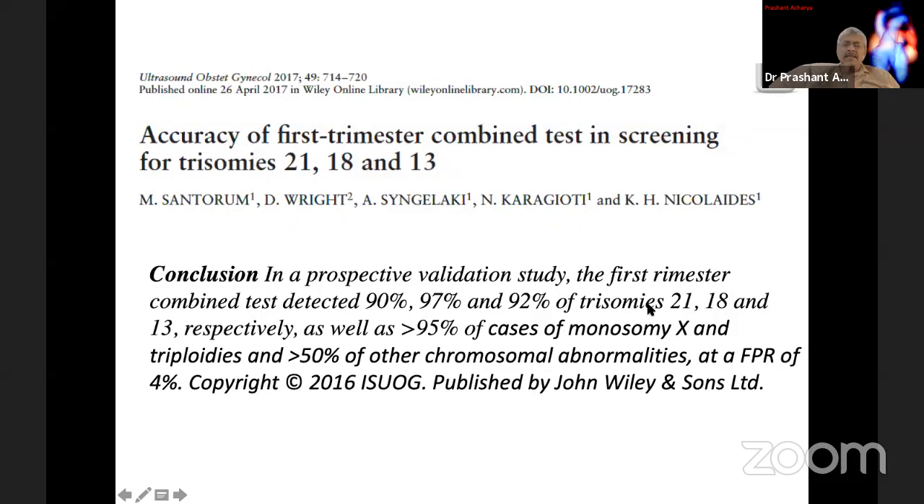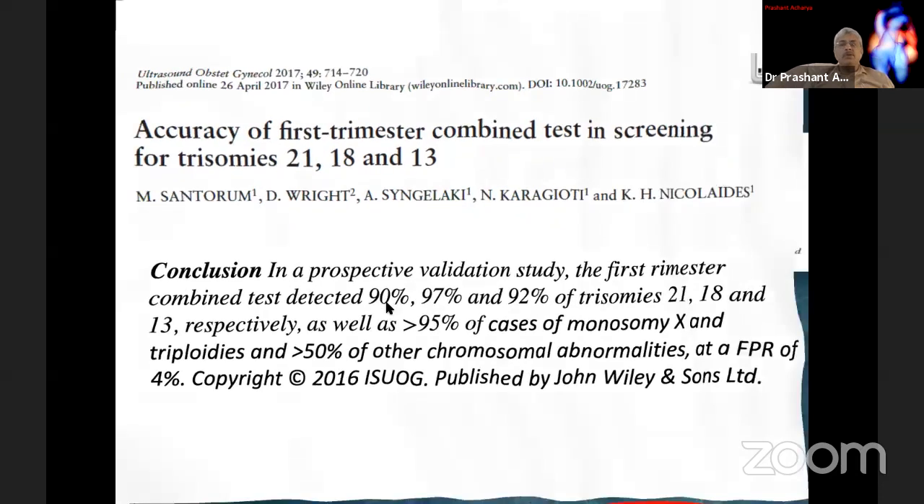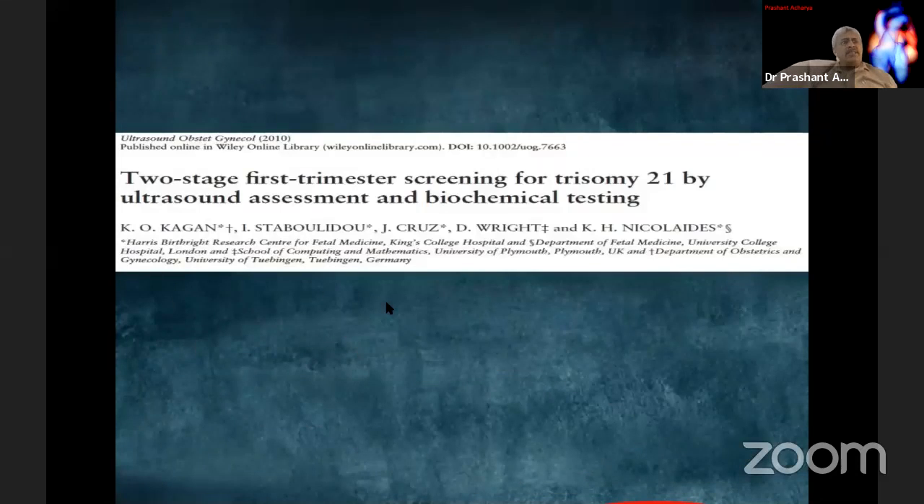Trisomy 13 and 18 I will anyhow be able to detect by ultrasound, but it gives you 90% for trisomy 21. Anything at a false positive rate of 4%. So if I put it at 3%, the detection is still going to go down. Internationally, 3% is acceptable. If I put the same data from 4 to 3, it will still be below 90%.